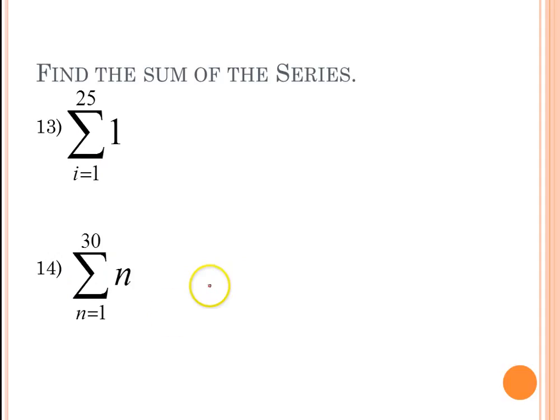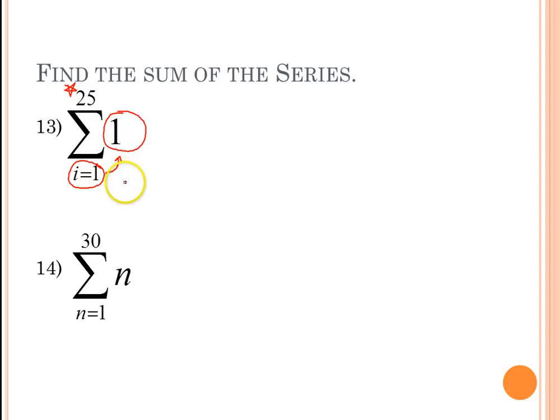Okay, next one. Find the sum of the series. Starting at 1, that's my lower limit, going to 25, that's my upper limit. First thing you should recognize is this is supposed to be my equation, but what do you recognize? Is there a variable over here? No, there's no i, there's no n, there's no x. So is there any place for me to actually plug my lower limit? No, there's nowhere for me to plug it in.